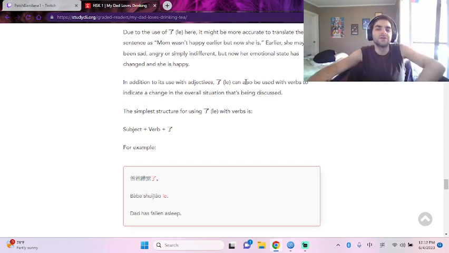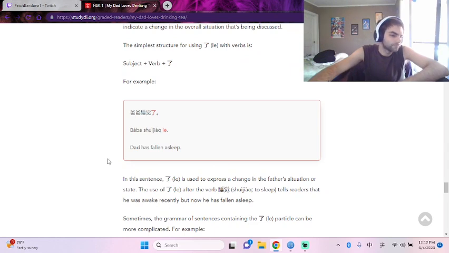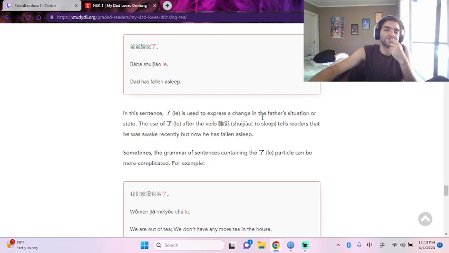In addition to its use with adjectives, le can also be used with verbs to indicate a change in the overall situation that's being discussed. The simplest structure for using le with verbs is subject, verb, le. 爸爸睡觉了. Dad has fallen asleep. In this sentence, le is used to express a change in the father's situation or state. The use of le after the verb 睡觉, to sleep, tells readers that he was awake recently, 睡前, but now he has fallen asleep, 睡觉. Make sure I'm pronouncing those properly.